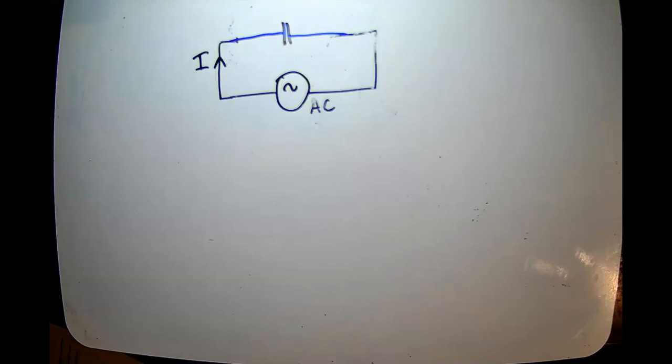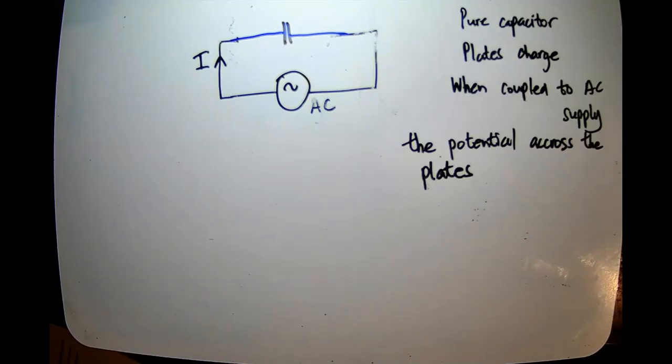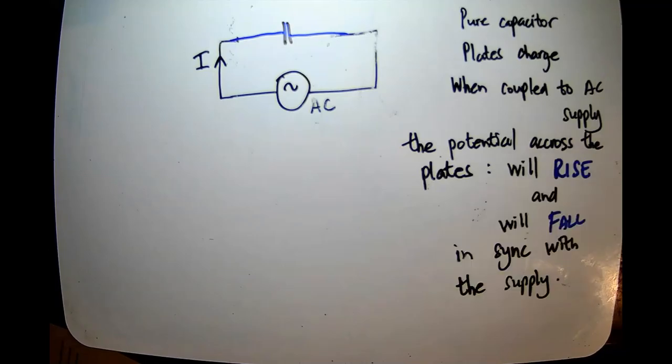Now we're looking at an AC signal, which will provide a current through a capacitor. So with a pure capacitor, the plates charge when coupled to an AC supply. The potential across the plates will rise and will fall in sync with the supply. So as the AC wave goes up, you'll find that the potential across the plates will rise, and when the AC signal goes down, you'll find that the potential across the plates will fall. Okay, so as it heads in a downslope.